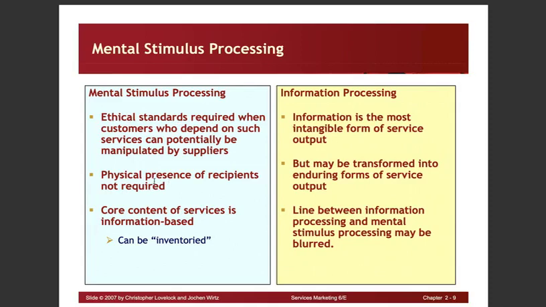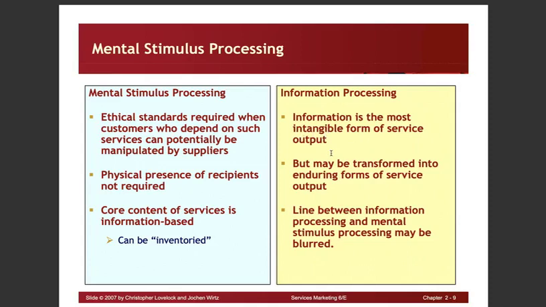For example, that education can be done online, but of course there is a standard that we have to comply with. Okay, and then the core content of service is information based, and it can be inventory, right? For example, the lecture notes, courses, you can download and you can learn according to the time that is convenient for you, for example. And lastly, information processing. So the example is banking, accounting.